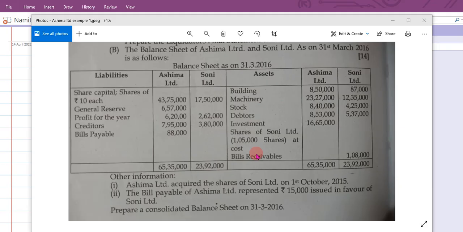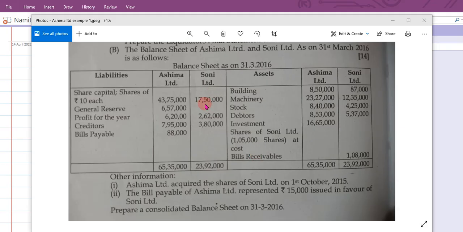Now before we prepare the consolidated balance sheet, we have to prepare certain working notes, like calculation of ratio, capital profit, revenue profit, then goodwill, then consolidated profit and loss. Before preparing those notes, we have to note down some important things from the balance sheet.